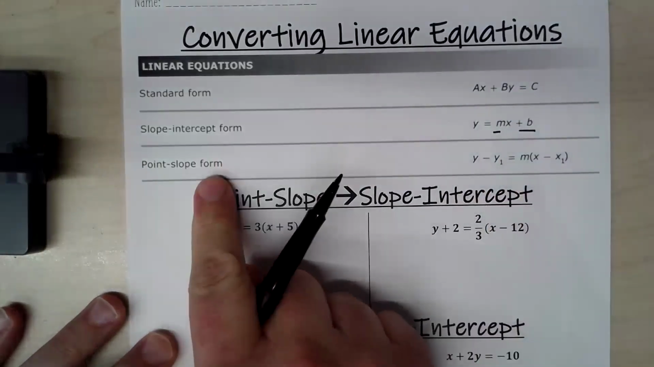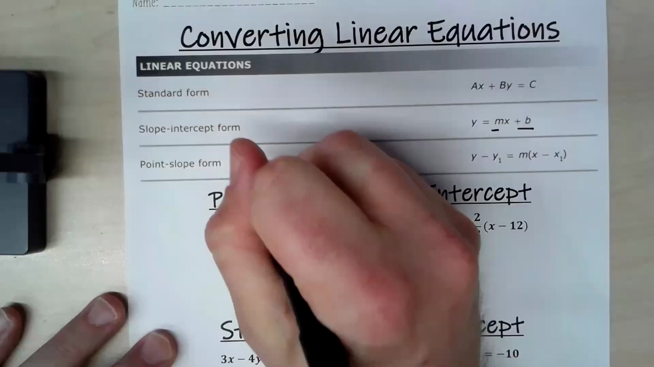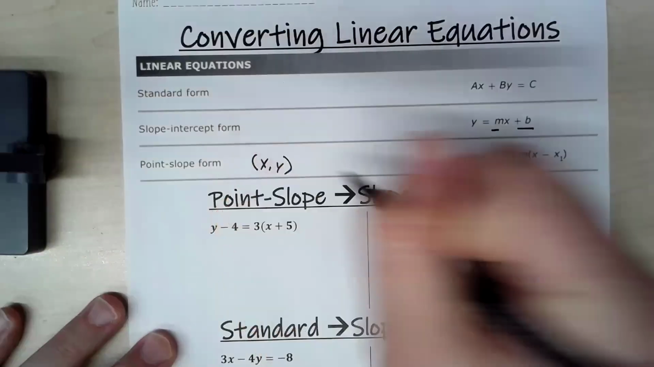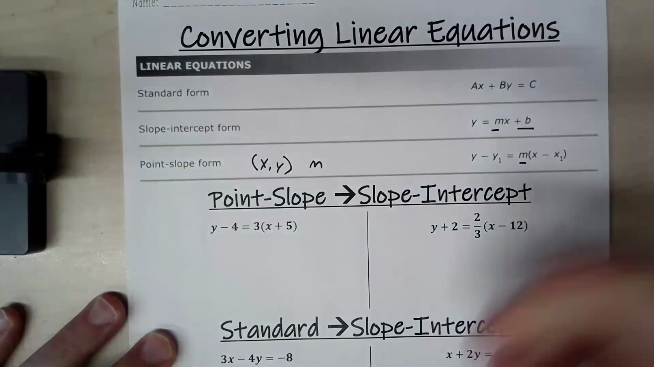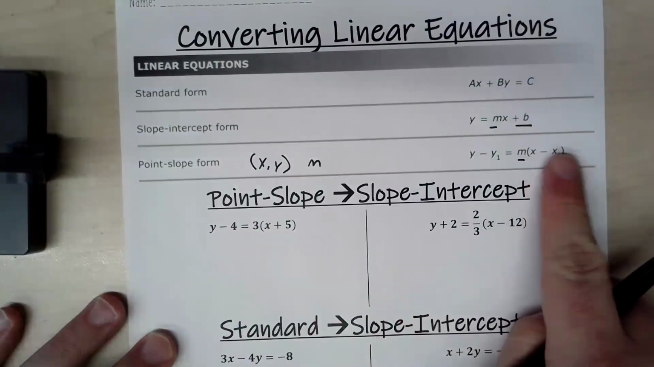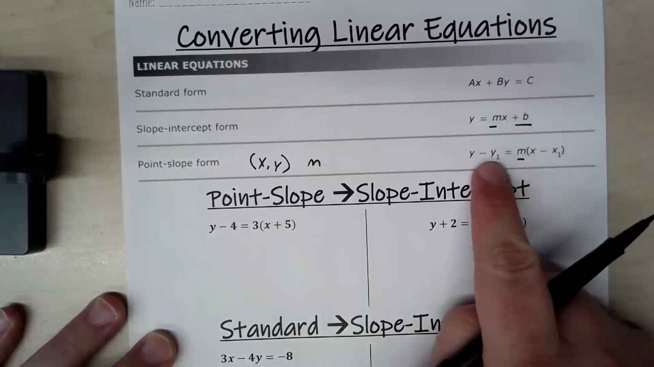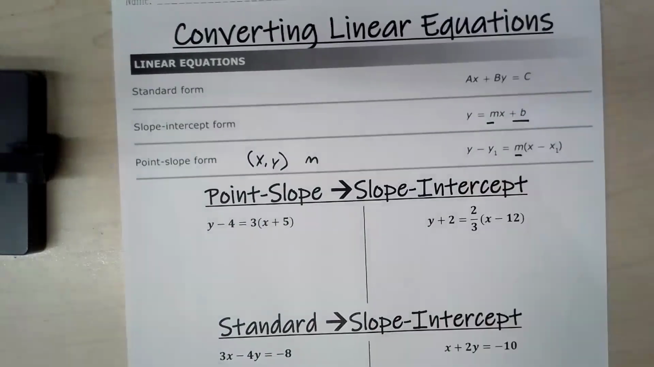And point-slope form, right? Point-slope form tells us a point in our equation and it tells us the slope. Slope is m. And the point, remember, it's always the opposite of x and the opposite of y. Okay. But today we're practicing converting between our forms.